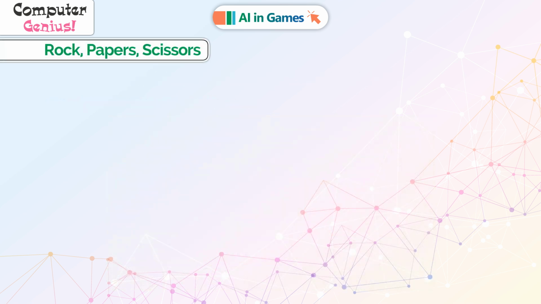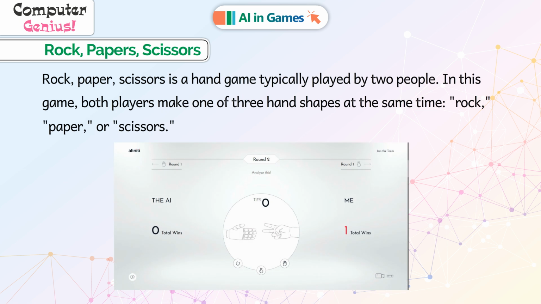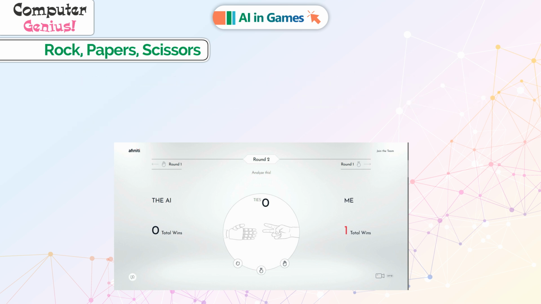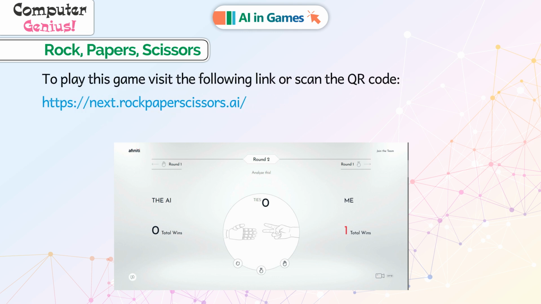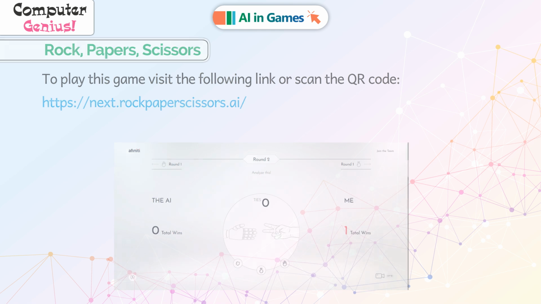Rock, Paper, Scissors. Rock, Paper, Scissors is a hand game typically played by two people. In this game, both players make one of three hand shapes at the same time: rock, paper, or scissors. In this game, the AI learns by first making random decisions and then adjusting them to promote interactions that lead to victories. To play this game, visit the following link or scan the QR code.